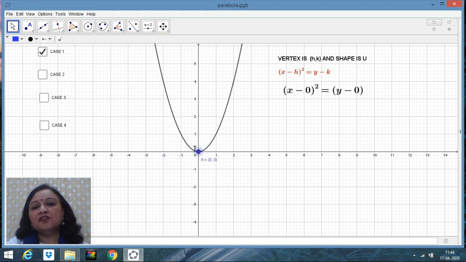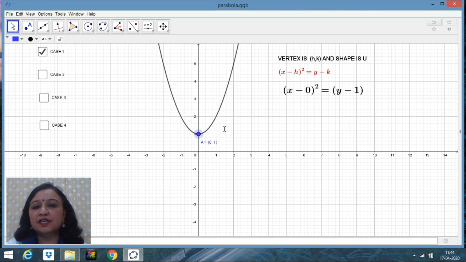Same way, if I move towards the positive y-axis, now you can correlate the equation: x square is equal to y minus 1, x quadratic, y linear. That means again it is undergoing the first case only. And the vertex, very easily you can read from the standard form, it is (0, 1). So (0, 1) is the vertex and the shape is U.